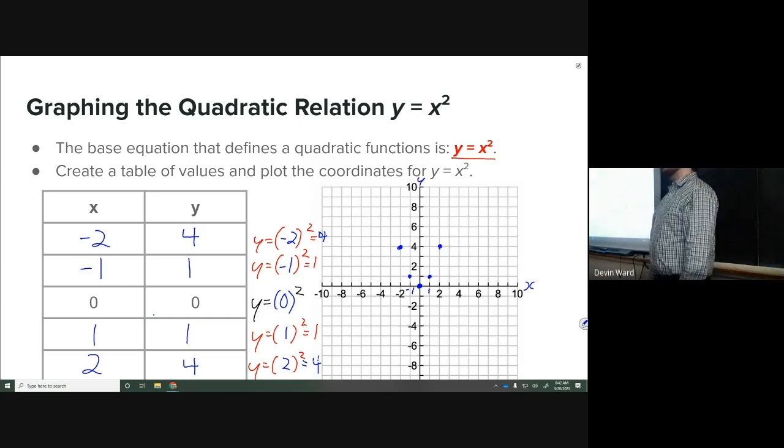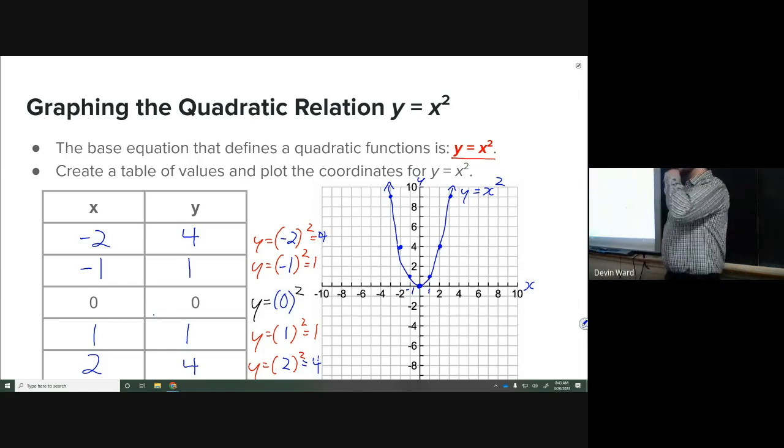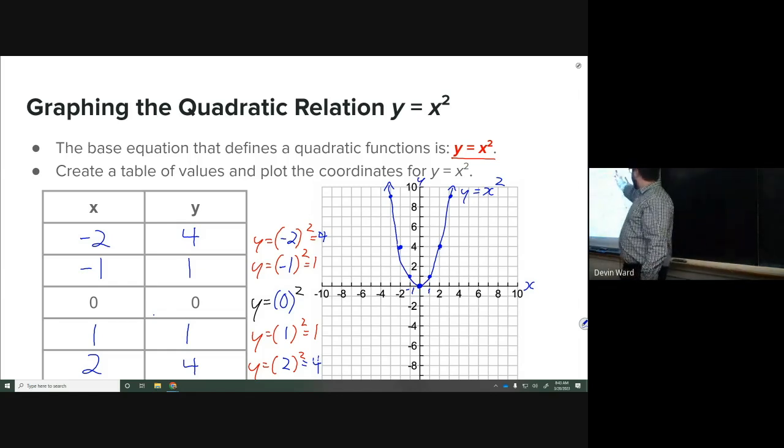Okay. And then there's not enough room in the table, but if we did one more, you could go to -3 and it would be +9, and +3 would also be +9. And then we just connect the dots. So that is y equals x squared. That's the most basic parabola that we have. It just goes down and then comes back up, and it touches the x-axis at the origin at 0.